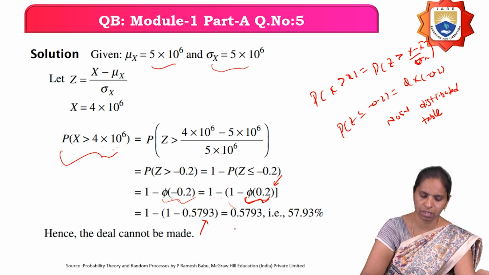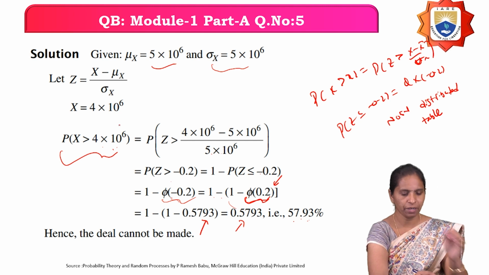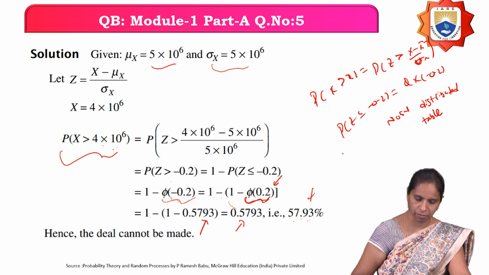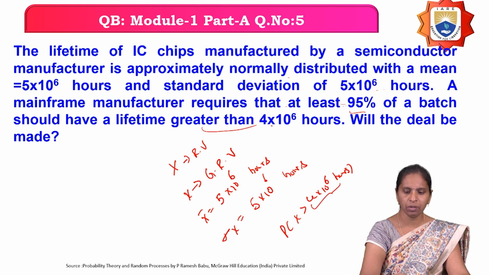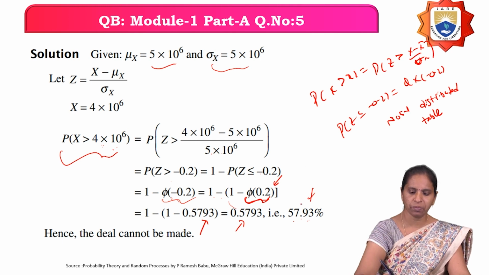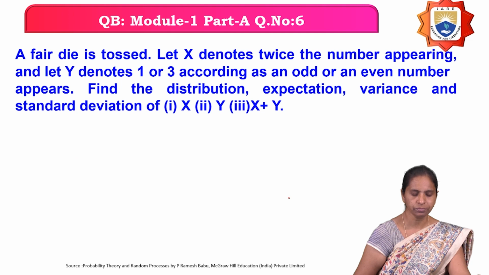That is the answer we got: 0.5793, that is 57.93%. So the probability that the lifetime of the chips is greater than 4 into 10 power 6 is 57.93%. But they have given that the deal will be made only if 95% of the batch is greater than 4 into 10 power 6. But only 57.93% are greater than this lifetime. Therefore, the deal cannot be made, since it is not greater than 95%.